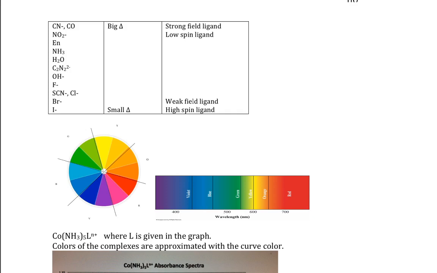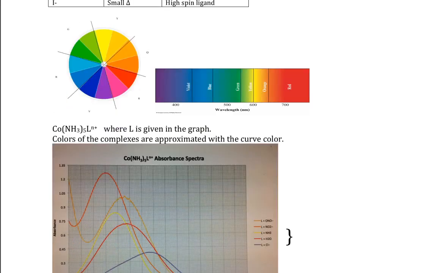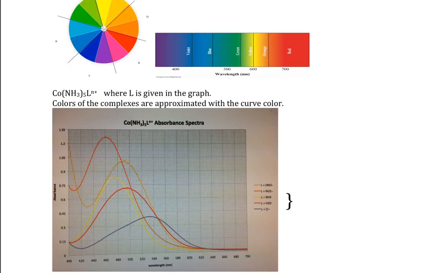So here is, once again, that spectrochemical series. And then we have the color wheel. We're going to apply that by looking at some of the data in this absorbance versus wavelength graph. What we have is a cobalt compound with some ligands. Let's say we have 5 ammonias and 1 other ligand. If that other ligand is NH3, then we get that yellow absorbance curve.